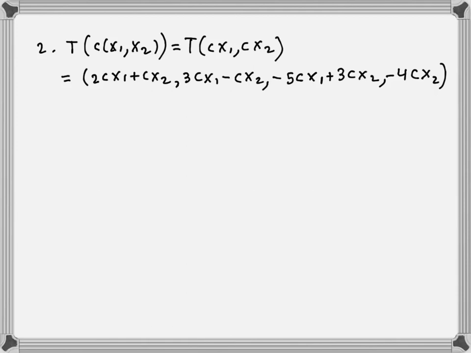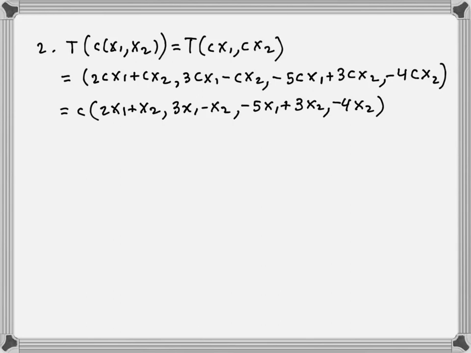But I hope you can see that if we pull a c out, then this is just (2x1 plus x2, 3x1 minus x2, negative 5x1 plus 3x2, negative 4x2), which is the same as c times T of (x1, x2). So why did we do all of this? To show that T is a linear transformation.